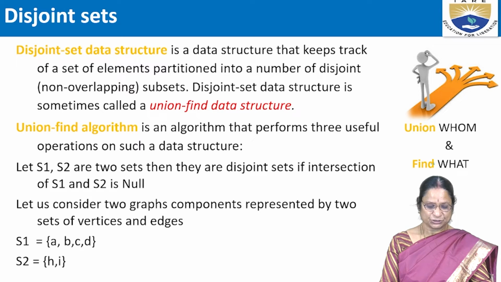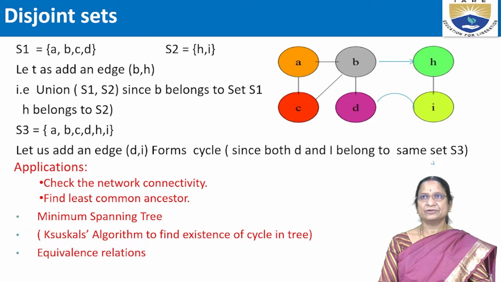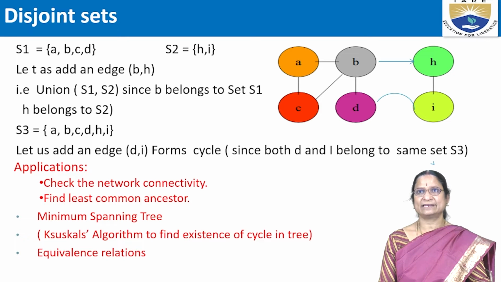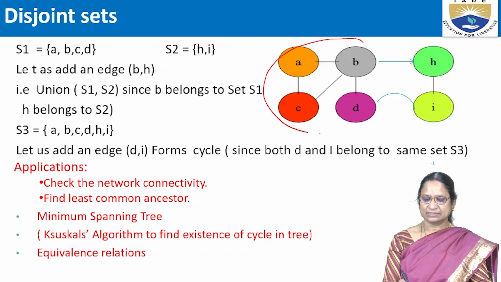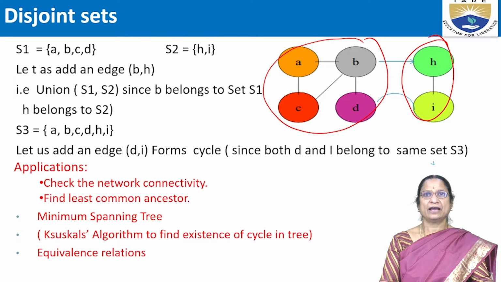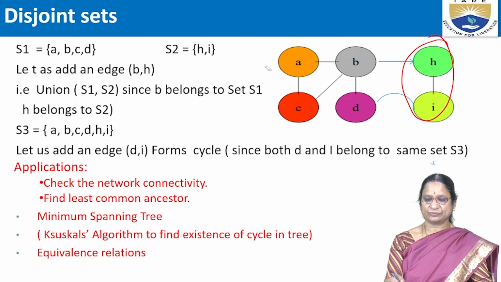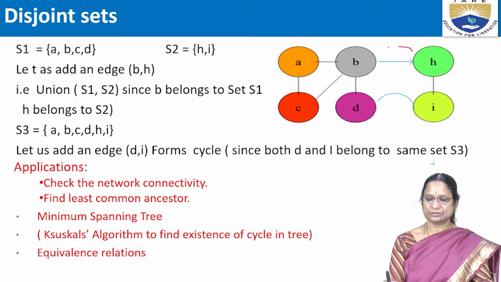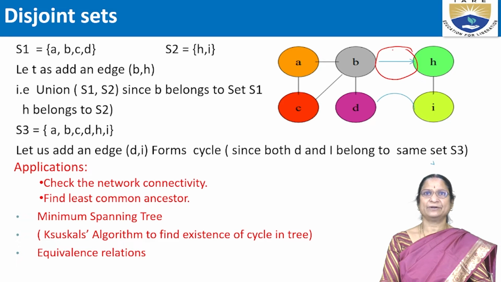Now, let us assume that S1 is ABCD and S2 is HI. So S1 is ABCD, one graph, and S2 is HI, another graph. Initially, two graphs are there. S1 is the set of vertices of graph 1, and S2 is the set of vertices of graph 2. Let us add an edge, for example, to join these two. Let us assume that we are adding an edge BH. This is the edge we would like to add.